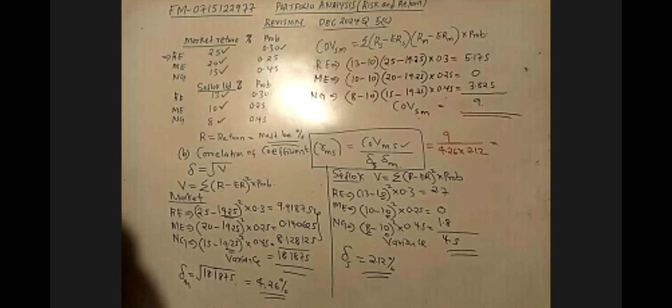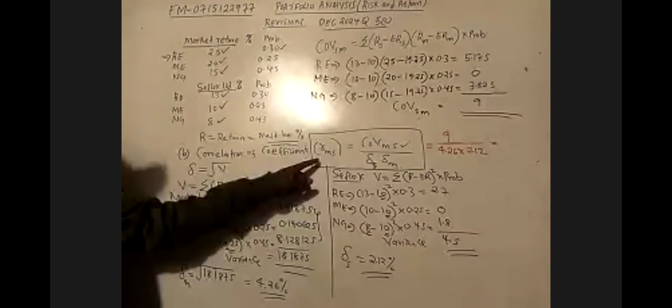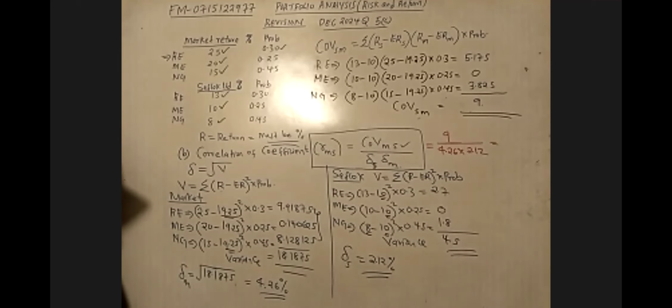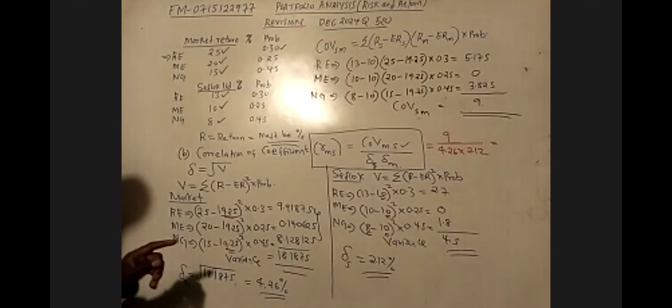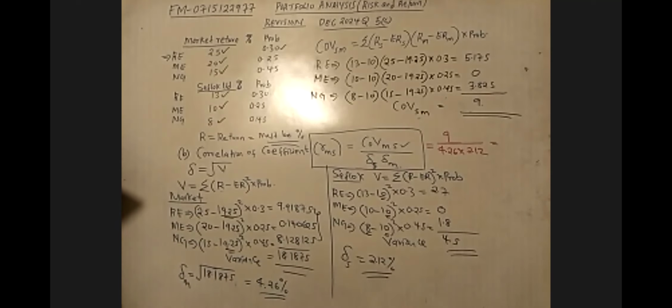So this is how you do it. For you to get the correlation coefficient, the correlation coefficient is equal to the covariance divided by the standard deviation of the two items, that is for the surplus and that for market. Let me check this net first.